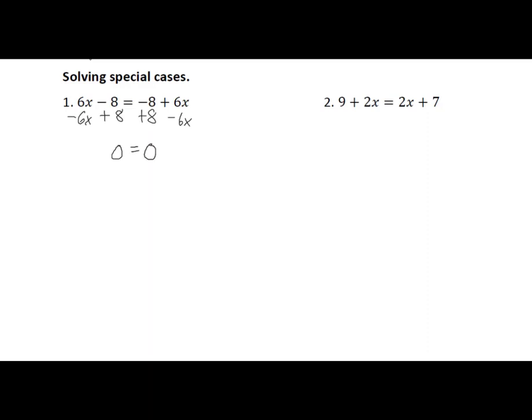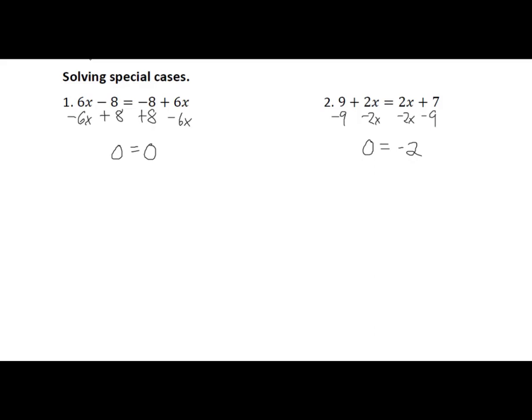Over here, if I work that problem, let's say I want to move my x's to one side. So I'll move it over, get minus 2x, minus 2x. I want to move my 9 over. So I'm going to subtract 9, and I get negative 9 and 9. 2x minus 2x gives me 0. Over here I get 2x minus 2x, and 7 minus 9, and that gives me negative 2. So here we have 0 equals 0. Here we have 0 equals negative 2.